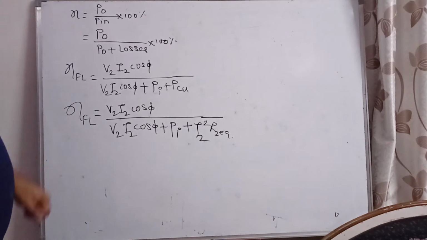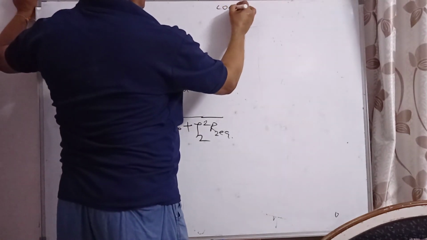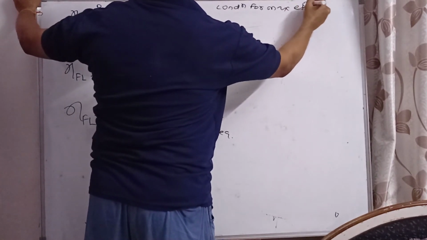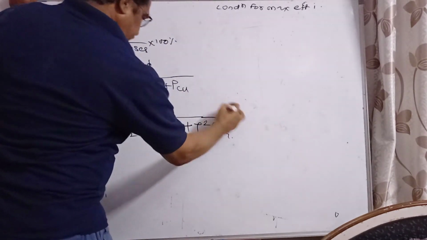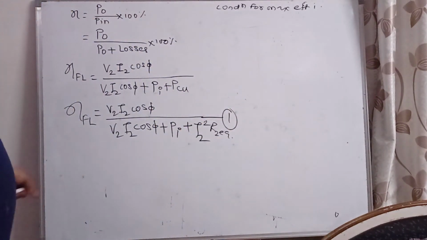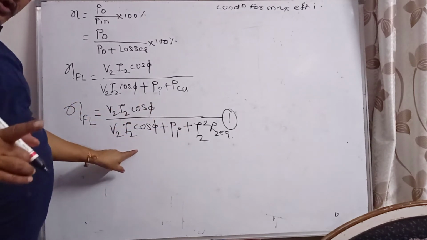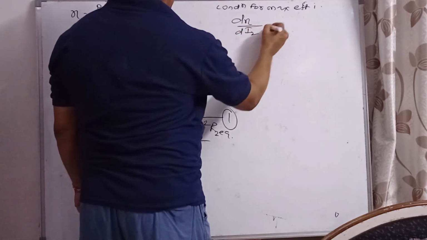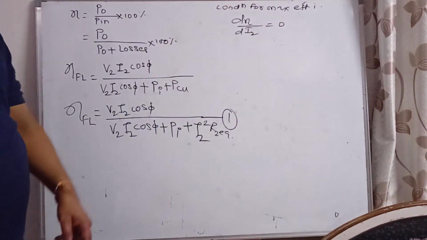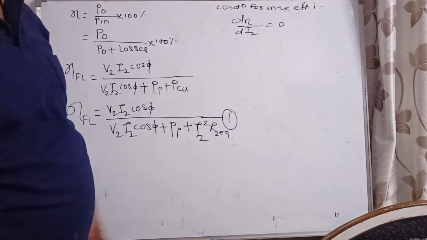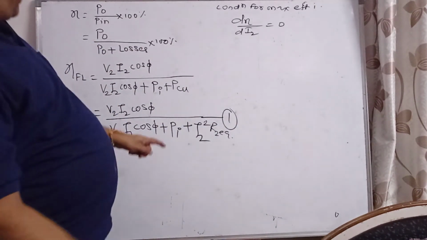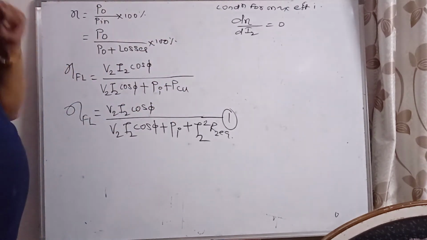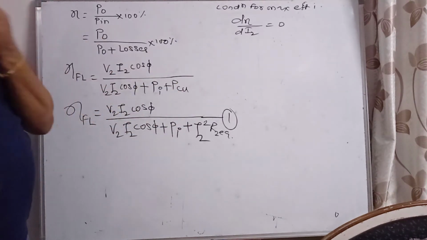Now, condition for maximum efficiency. This is, suppose, equation number 1. Differentiate this equation with respect to I2 and equate it to 0. We have studied the maximum power transfer theorem in first year, where we differentiated the equation and equated it to 0. That is the condition for maximum.